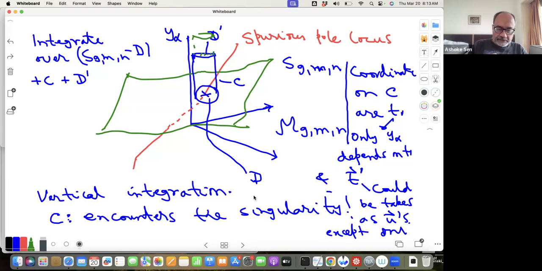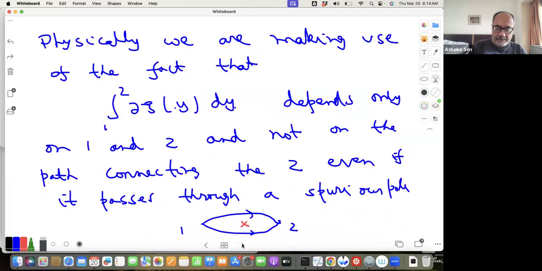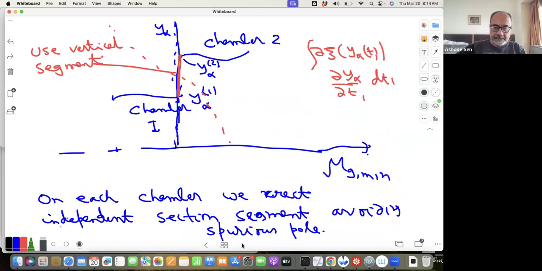Okay, so it should be clear that this procedure that I'm describing here is just a special case of that, right? On each of these, this is like a vertical cylinder. Okay. So if it encounters a spurious pole, it's not a problem because the result of this vertical integral is written as the difference between the contribution from here and the contribution from here. So let me state this again.